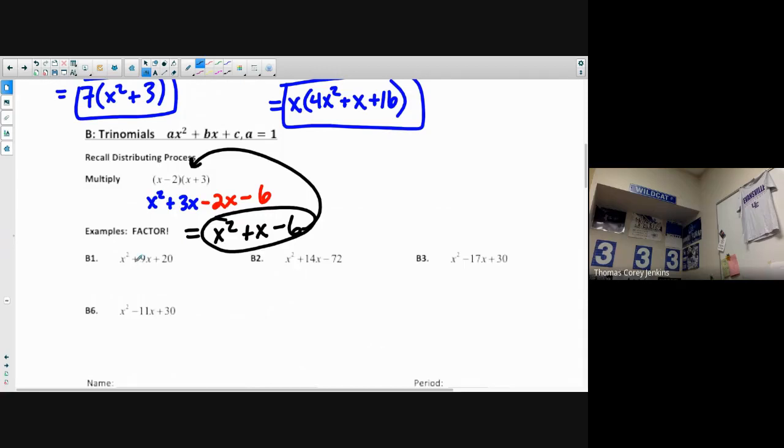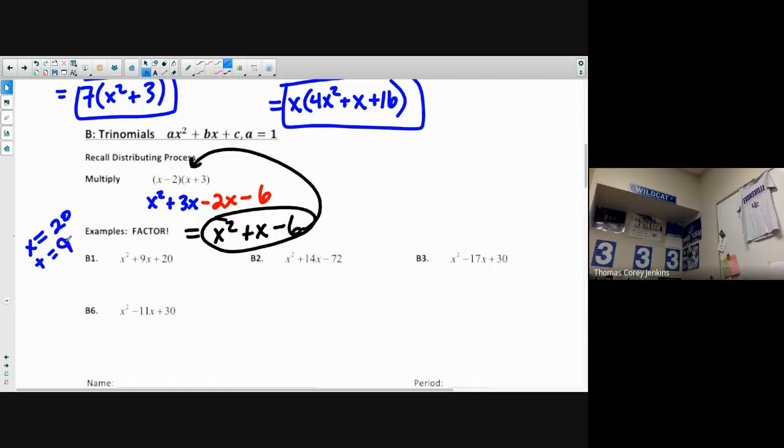All right, so this is the easiest type, when you have a plus sign and a plus sign, because everything's positive, right? So remember the thought process: what's going to multiply to give me 20? That means that's not an X, that's a multiplication symbol. Multiplies to 20, adds to 9.